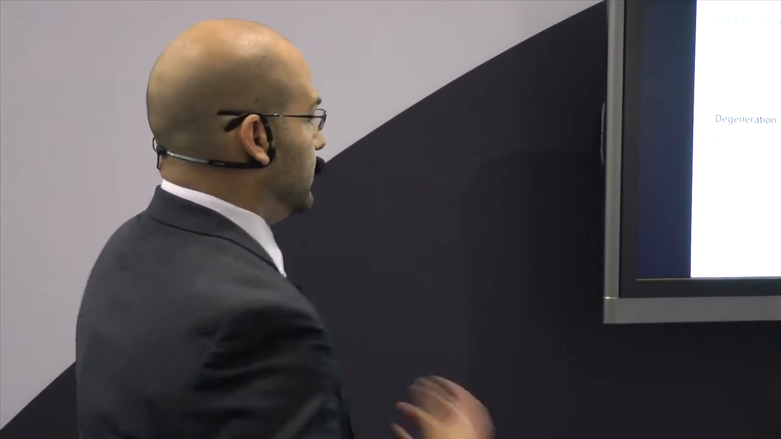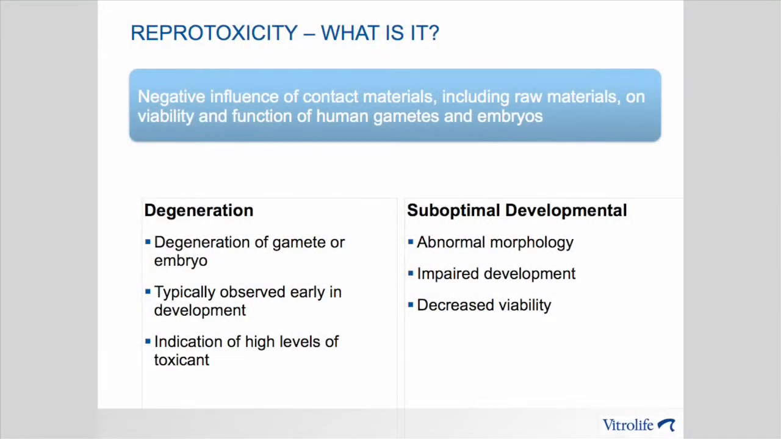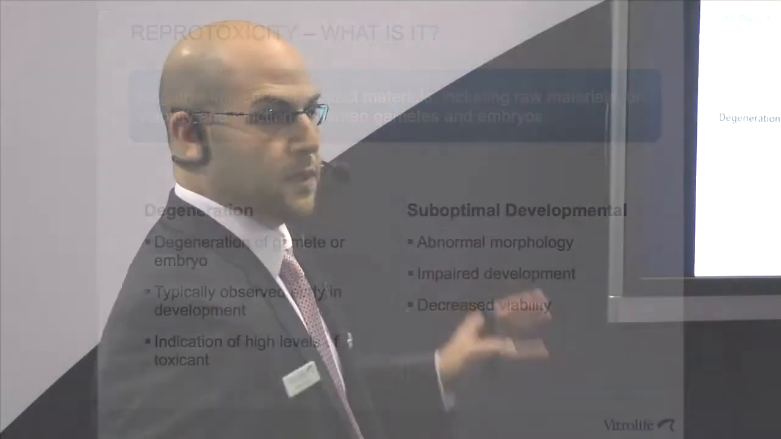And from our experience, we see two types of toxicity, or expressed in two different ways. We'll see a complete degeneration of embryos, which is typically observed very early in the development of the embryos, and it can be an indication of extremely, extremely high levels of those toxicants. And this isn't typically what we see when we're testing these raw materials or testing finished products.